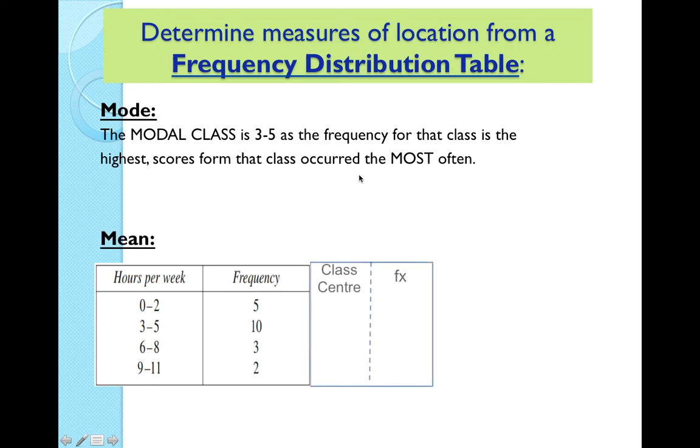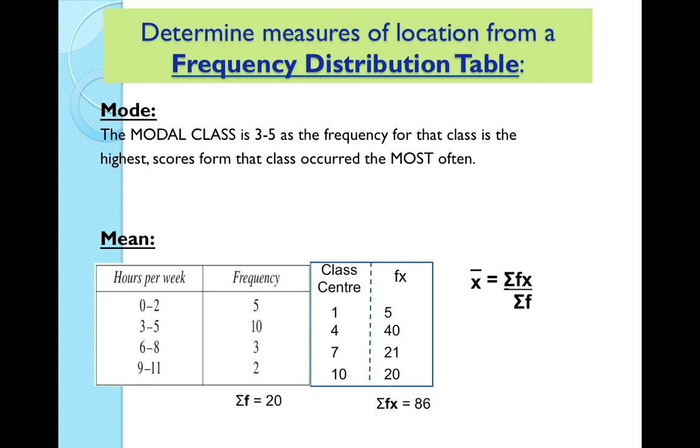To calculate the mean, we add a class center column and an F times X column. The class center, we add the lower and the upper limits of the class, 0 plus 2, and then divide the answer by 2, which is 1. F times X is the class center times the frequency, 4 times 10 is 40. The total of the frequencies, how many scores did we have? And the total of F times X is the total of all the scores. The total of all the scores divided by how many scores? 86 divided by 20 gives us a mean of 4.3.